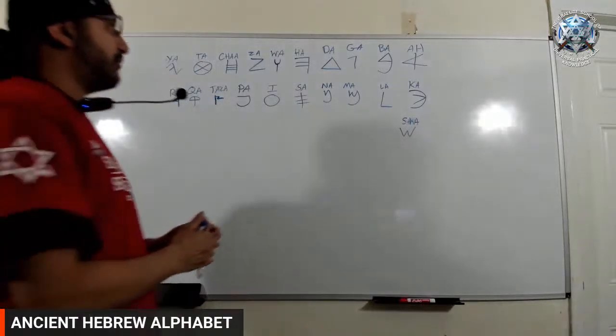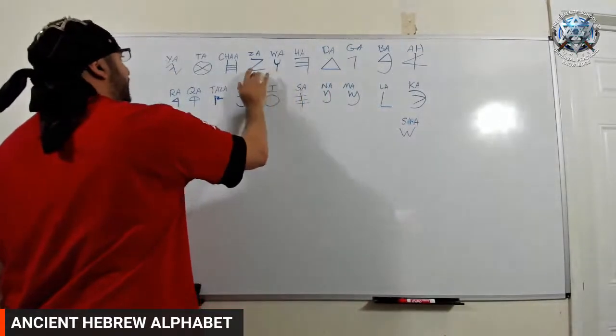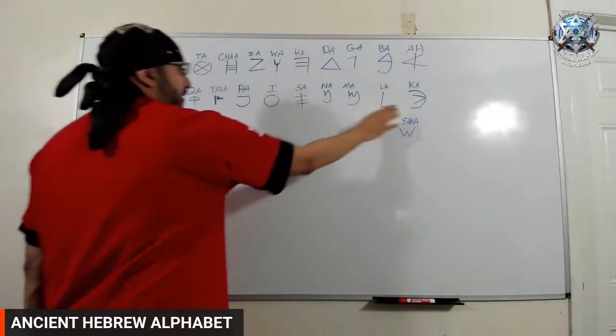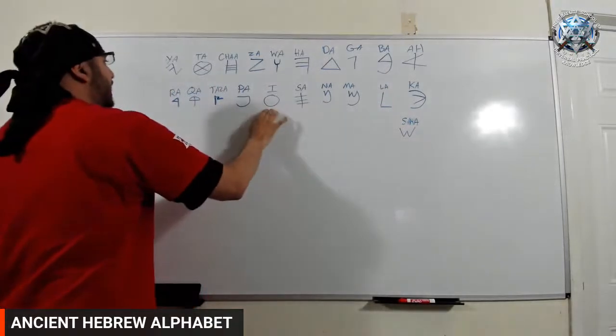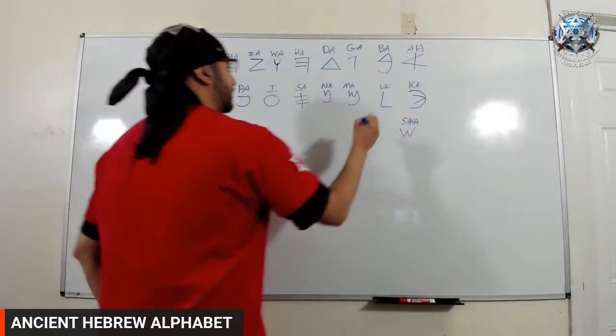There's one last letter. Let me get through the whole alphabet here. Abagadahawaza Khataya Kalamanasa Ipa Tazakwara Sha. Last letter.